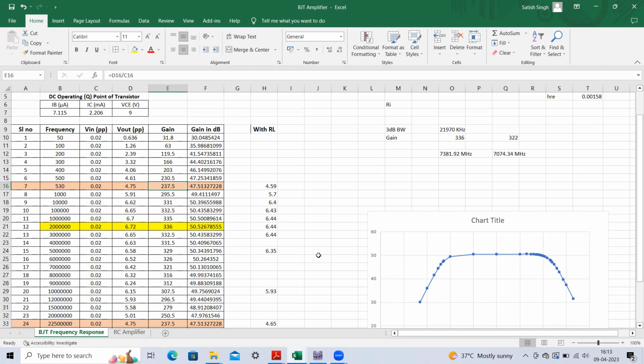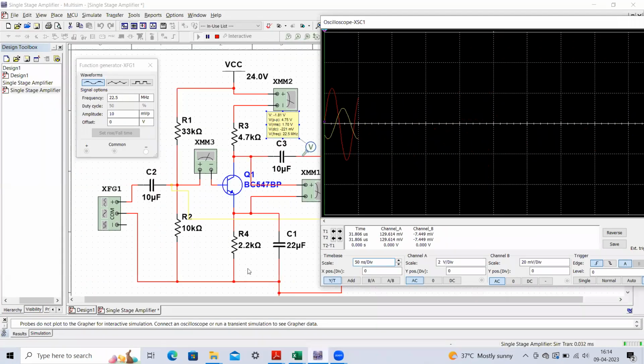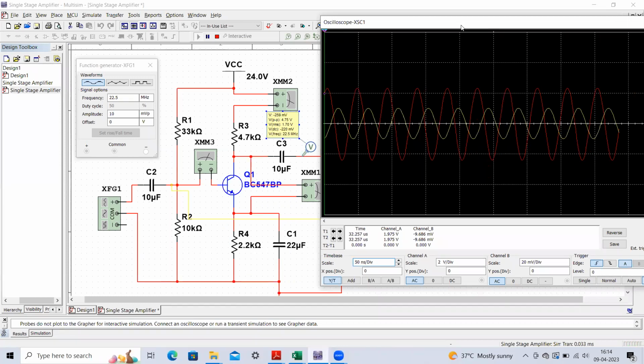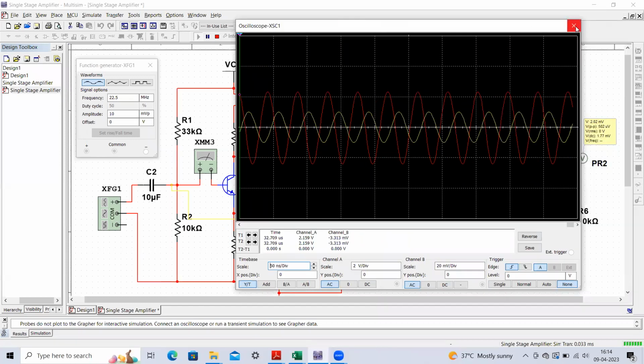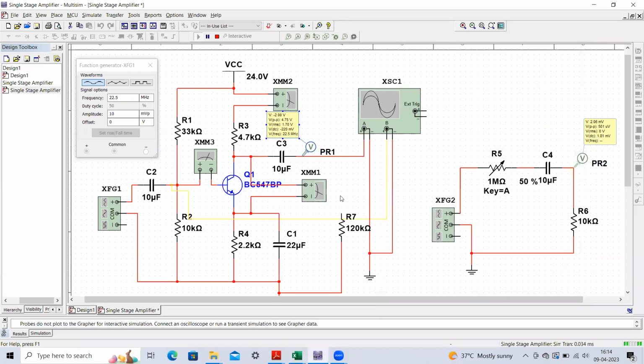So after doing this experiment, I have taken a few data with RL also. I just told that here I have disconnected the RL. So if you wish, you can connect this RL also at this point, and then you can do the similar observation. You won't find much differences.